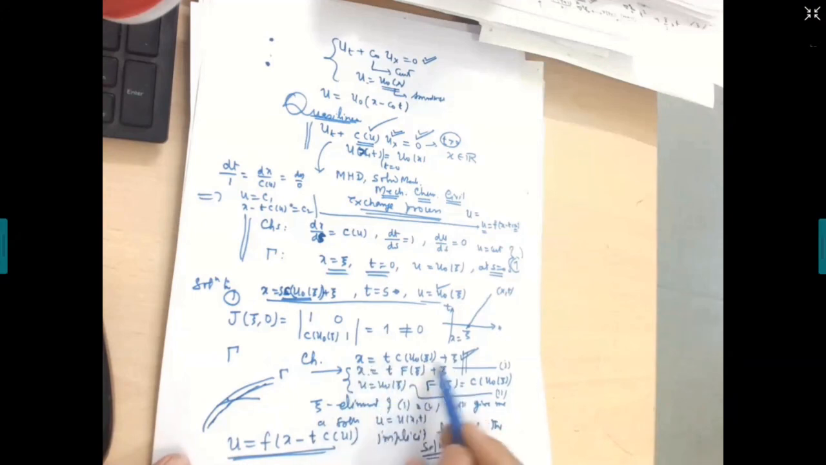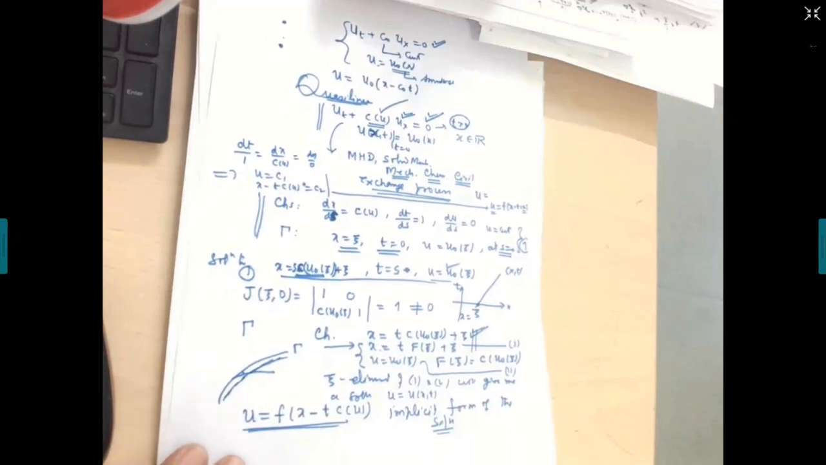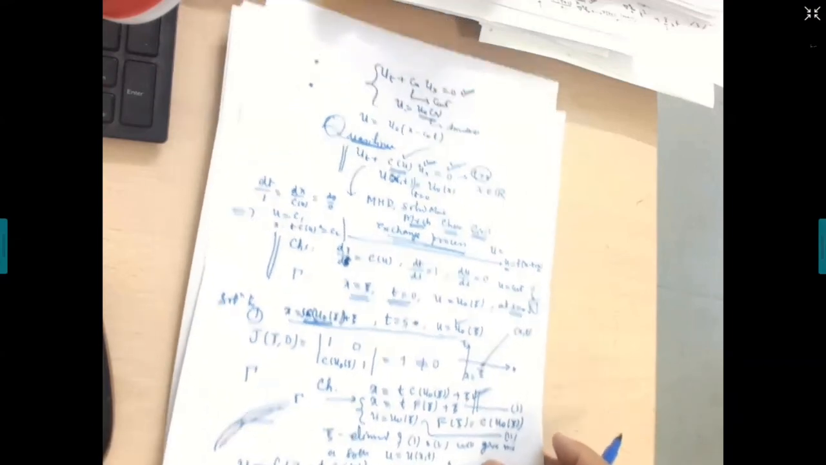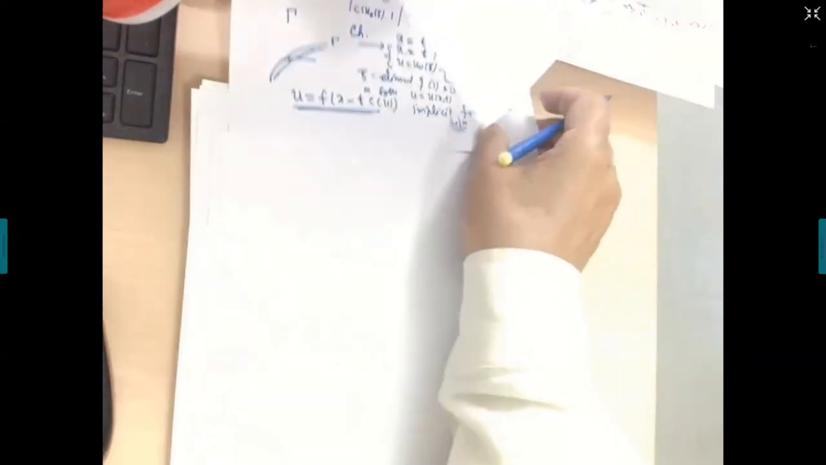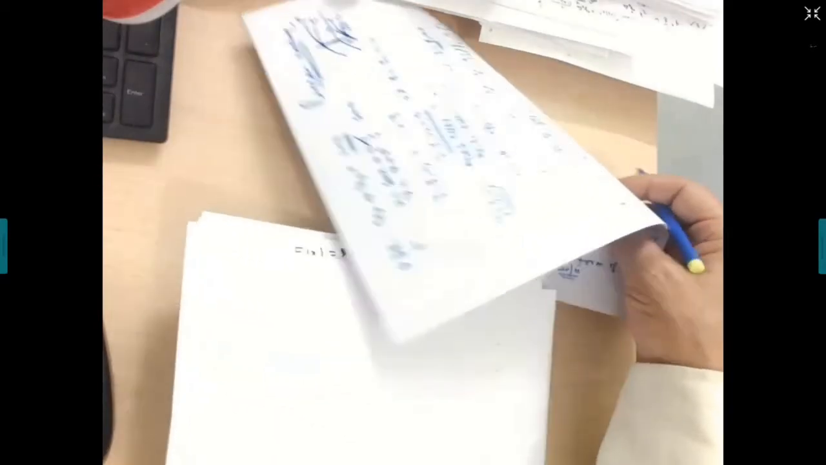Is that right? Implicit form. So here we have to make use of the implicit function theorem. I will talk about this a little later, but let me find out what the solution is. So let me write that this is the solution at any time t.